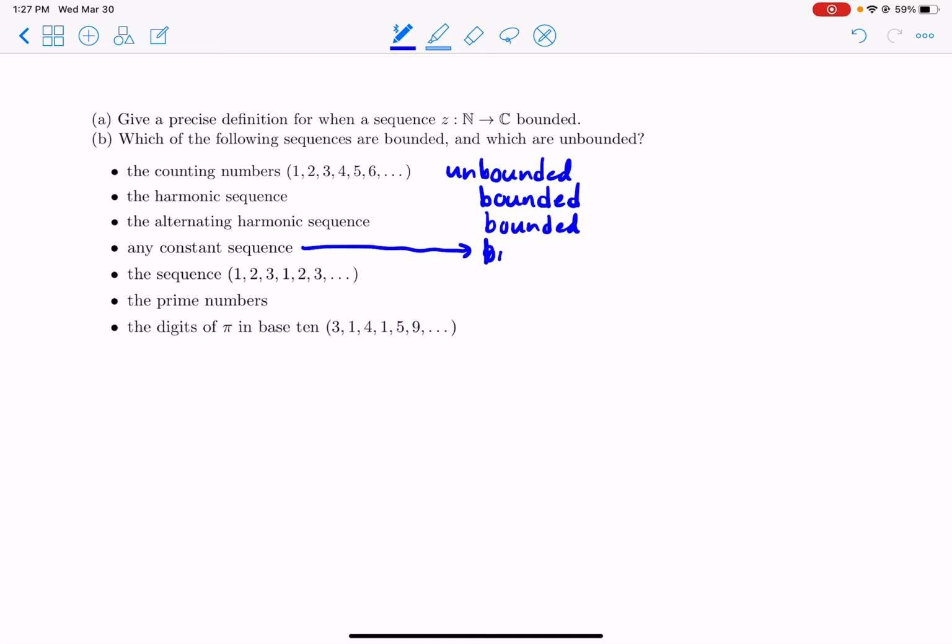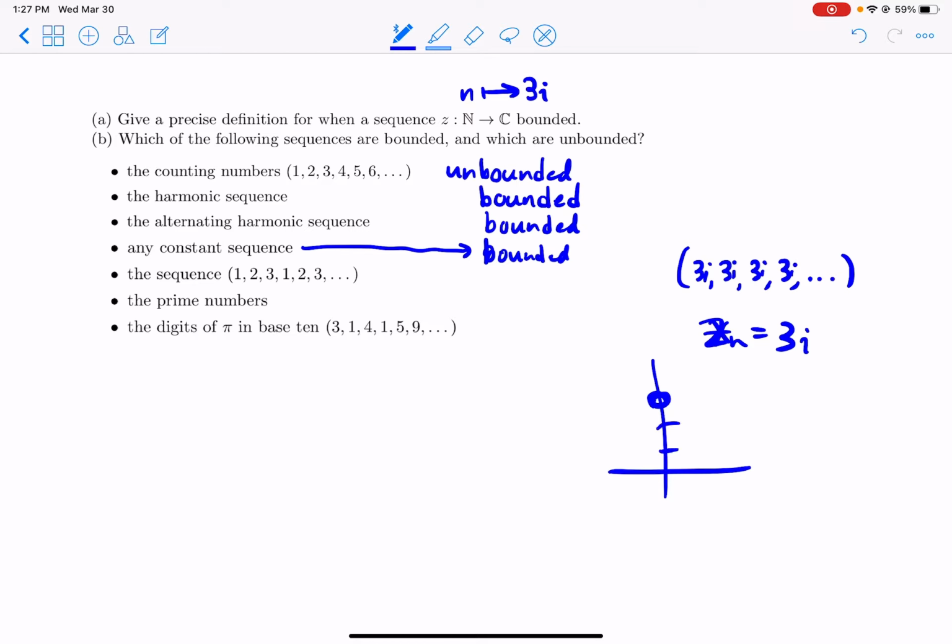How about a constant sequence? It's bounded. What's a constant sequence? Like here's one: 3, 3, 3, 3 forever. X sub n is 3, or z sub n is 3. Or 3i. That's still constant. It's constant because it's a constant function. Any n is just mapped to 3i. And 3i is here. And so we can fit it in a ball of radius 4. So it's bounded.